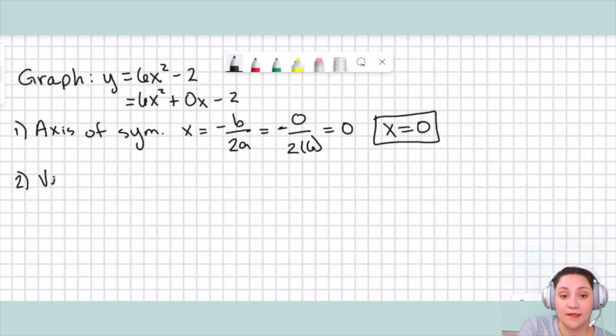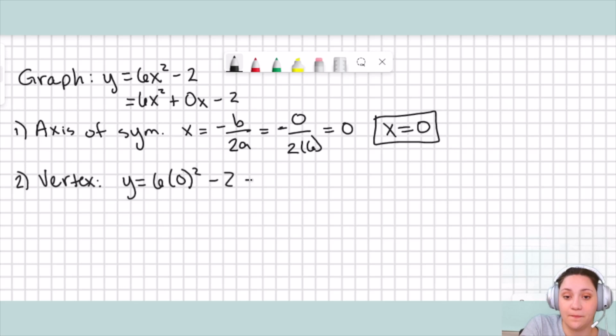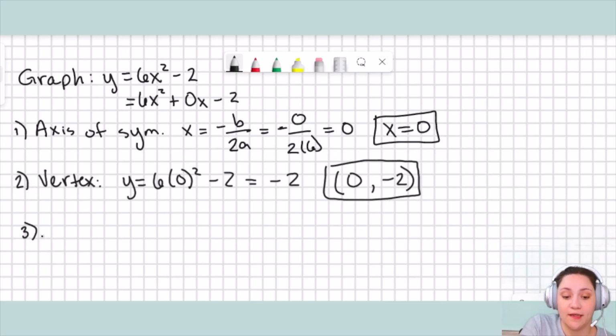So my next step is to find my vertex. So I use the x value from the axis of symmetry that I found and plug that in. So that's equal to y is equal to 6 times 0 squared minus 2, or 0 minus 2, which is negative 2. So the vertex is at 0 for x and negative 2 for y. So that's the location of my vertex.